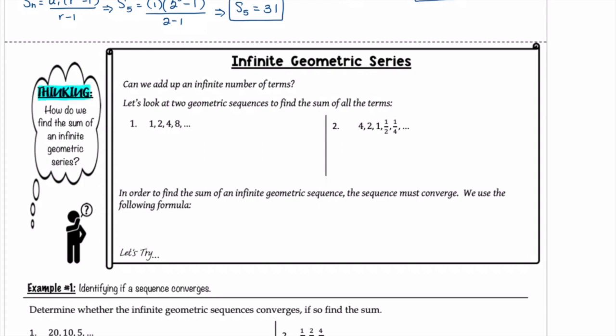How do we find the sum of an infinite geometric series? An infinite geometric series. Can we add up an infinite number of terms? Let's look at 2 geometric sequences to find the sum of all the terms. So the first one is similar to our do now. So I am going to find the rule for the nth term.